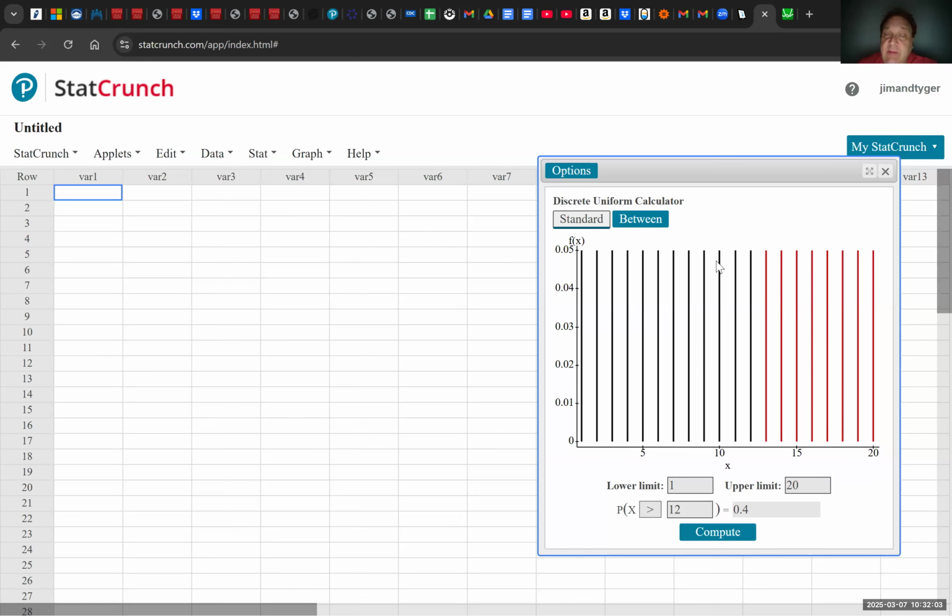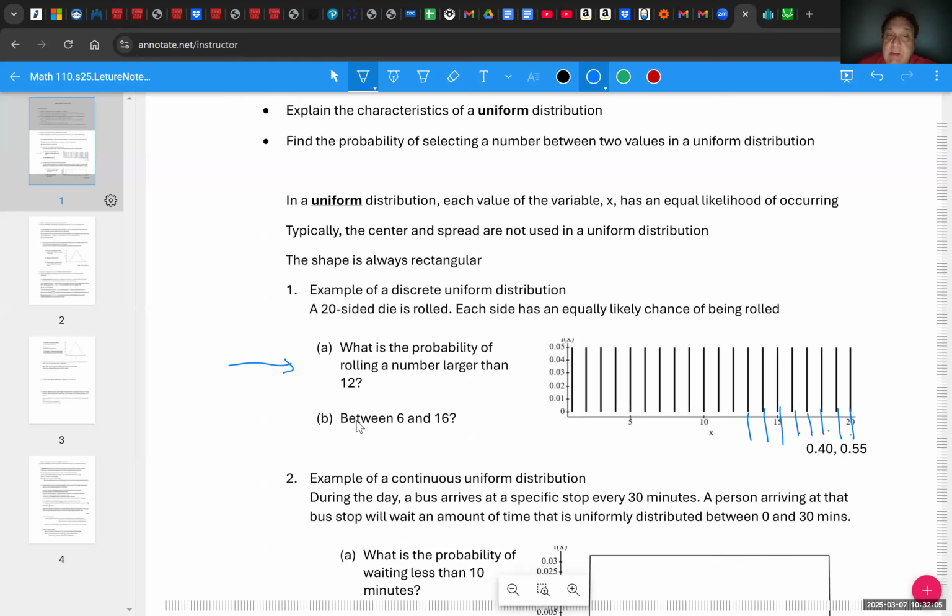All right, back to my notes. What about a number between 6 and 16? Again, we're going to find the probability. We can count, but I'm going to show you how to use StatCrunch to find the probability of getting a die roll where the number that shows up is between 6 and 16. All right, so that's the probability of getting a number between two stated values.